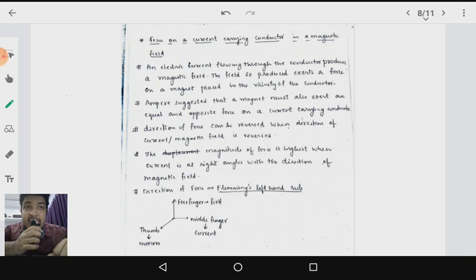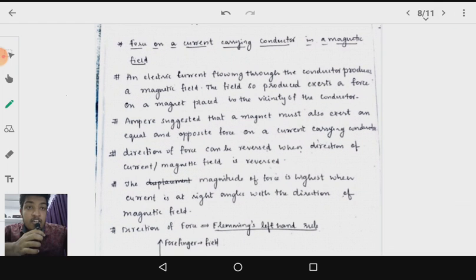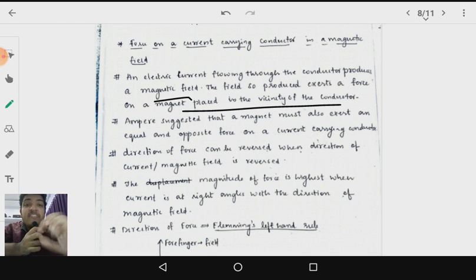Now we are going to find the force on a current carrying conductor in a magnetic field. We have seen the condition of the field due to a current carrying conductor. Now let us study the force due to a current carrying conductor. An electric current flowing through a conductor always produces a magnetic field, and this field will exert a force on a magnet which is placed in the vicinity of the conductor.